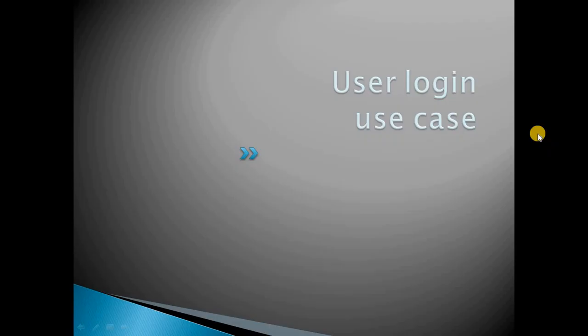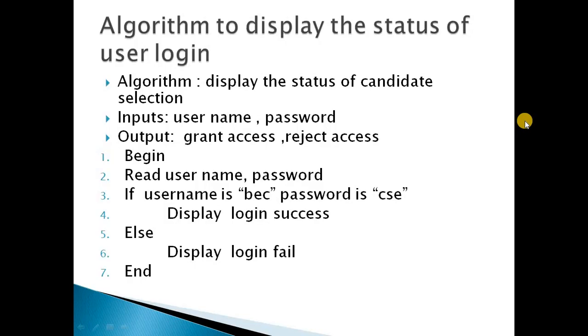Now let us verify the user login. The algorithm to display the status of the user login will take two inputs, one is the username and the other is the password. It displays the output as either granting access or rejecting the access. The steps are as follows. First step is to read the username and password. Now we need to verify whether the username is equal to BAC and the password is CSC. If both conditions are satisfied, then it will display login success. Otherwise, it displays login fail and ends.